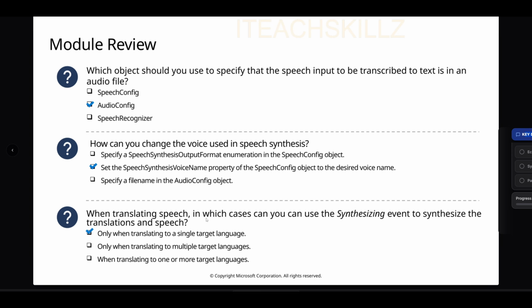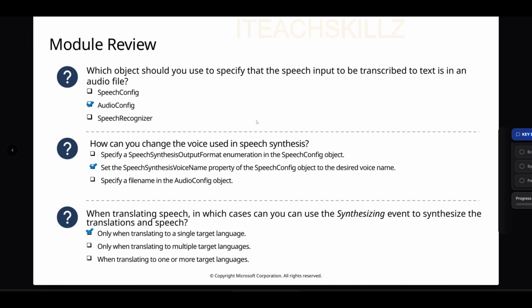All right. When translating speech, in which cases can you use the synthesizing event to synthesize the translation and speech? In this case, it says only when translating to a single target language. You can't do it for multiple languages because it's going to trip up this tool. Eventually, in the future, that may be available. Right now, it's not. So that's the end of the presentation.